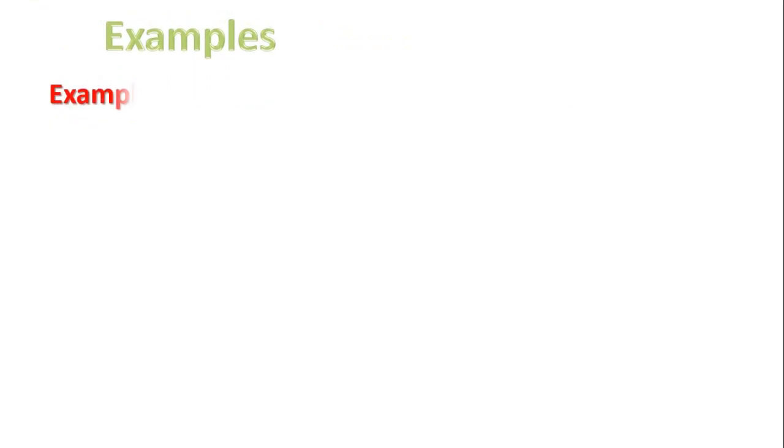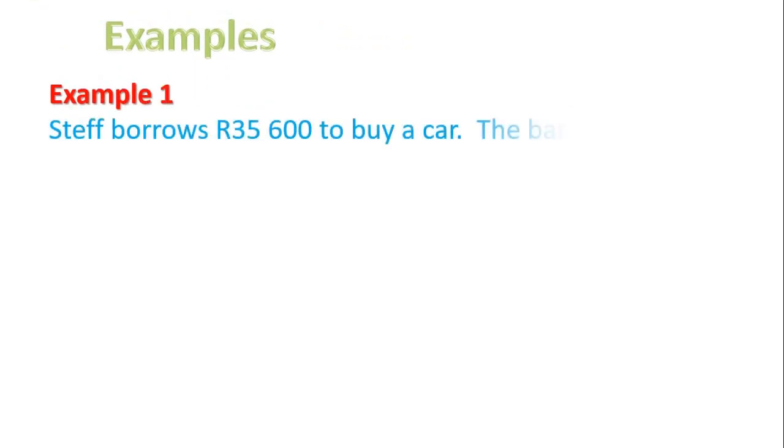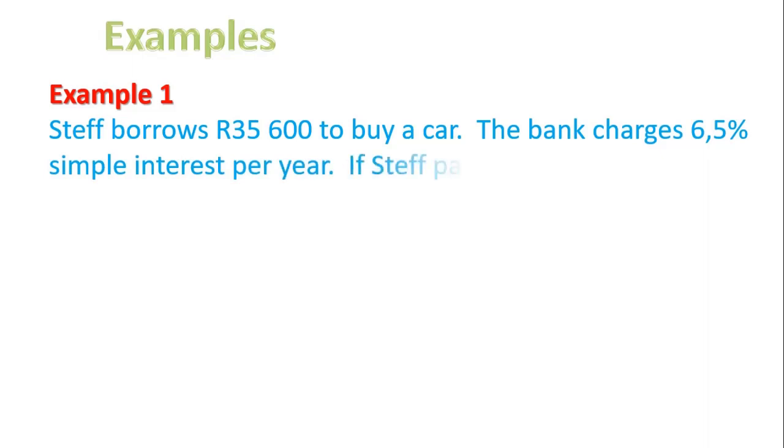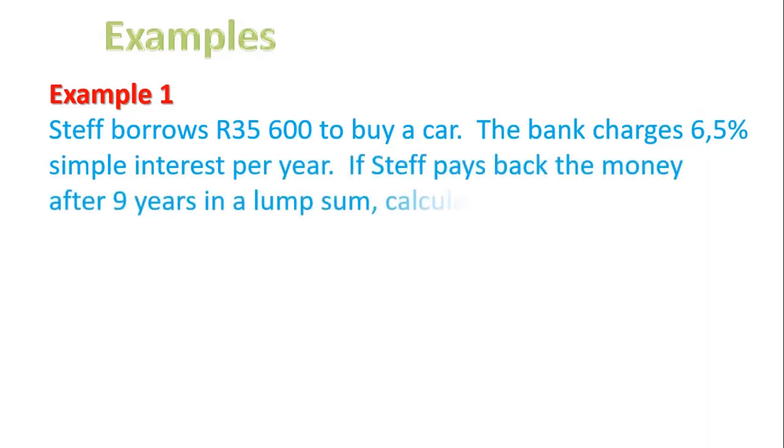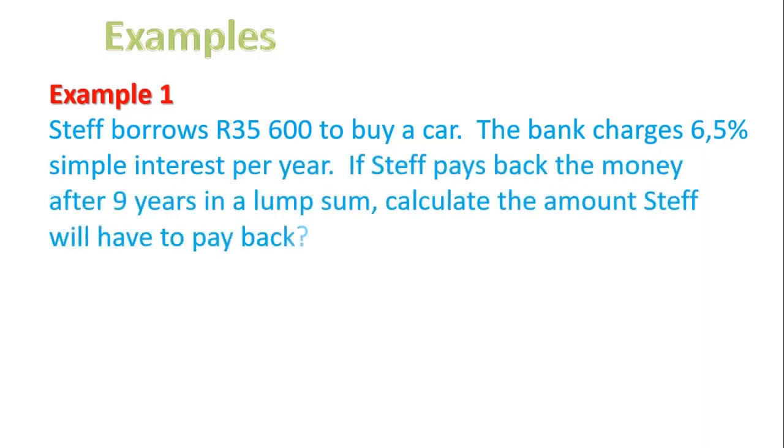My first example. Steph borrows $35,600 to buy a car. The bank charges 6.5% simple interest per year. If Steph pays back the money after 9 years in a lump sum, calculate the amount Steph will have to pay back. Now please watch how I lay out this example, because it is a very good method.